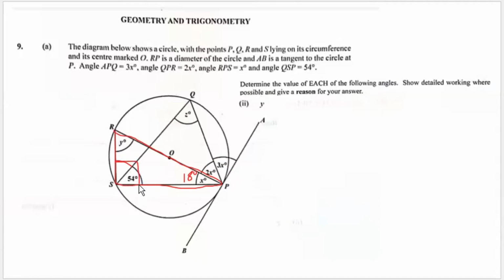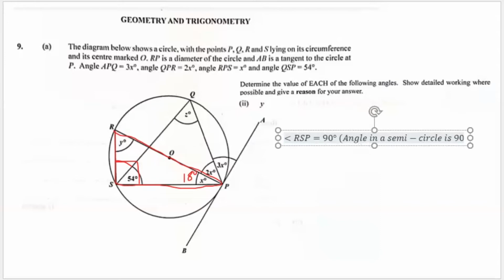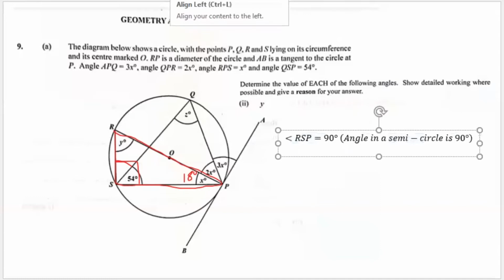And this is angle in a semicircle. So angle in a semicircle is equal to 90 degrees. So that's the first thing we have to identify, because there was a missing piece of the angle right here. So what we can say is that angle RSP is equal to 90 degrees. And the reason for that is angle in a semicircle. So angle in a semicircle is 90 degrees. So that's the first thing that we had to identify.